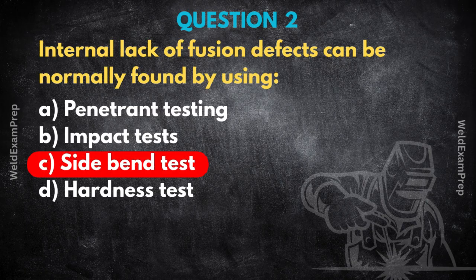It's basically a subsurface flaw where the weld metal hasn't properly bonded either to the parent metal beside it or to the weld pass laid down before it. It's like a hidden gap or plane inside the weld itself.